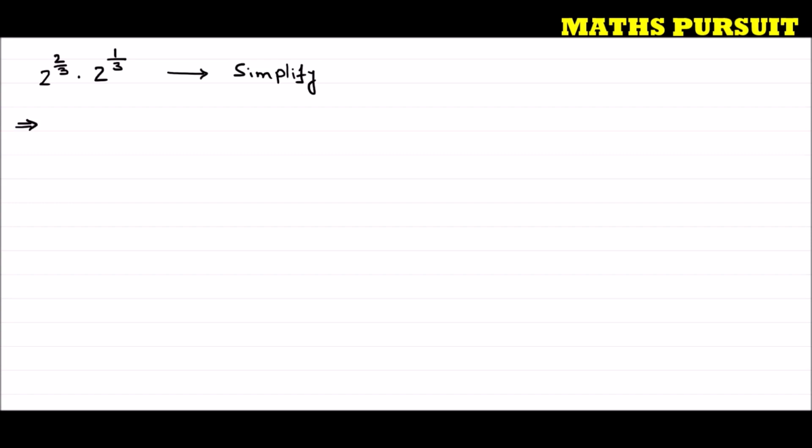The given expression is 2 to the power 2 upon 3 into 2 to the power 1 upon 3. So guys, I am going to take the help of this identity: a to the power m into a to the power n is equal to a to the power m plus n. With the help of this identity, we are going to solve this given expression.